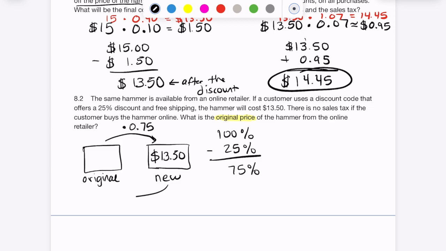So if I want to find the original, I work backwards, I do the opposite of that, and I'm going to take my $13.50 and divide by 0.75. And that is going to give me $18. So the original hammer was $18. And then when it is 25% off, it becomes $13.50.